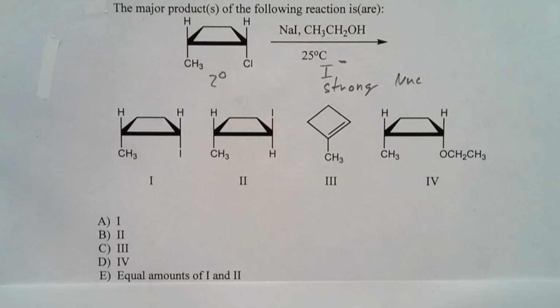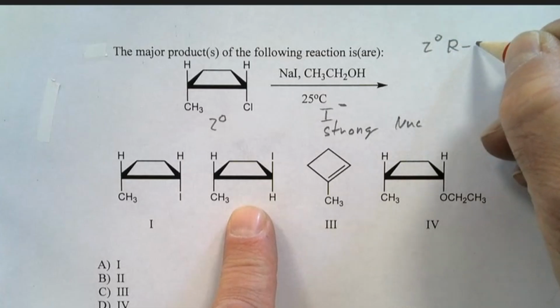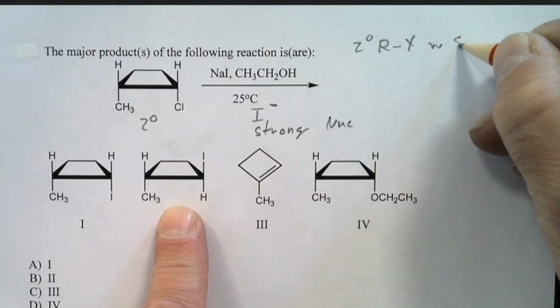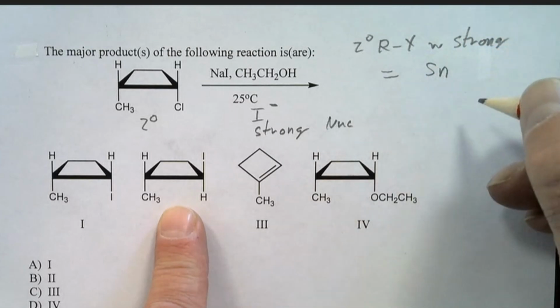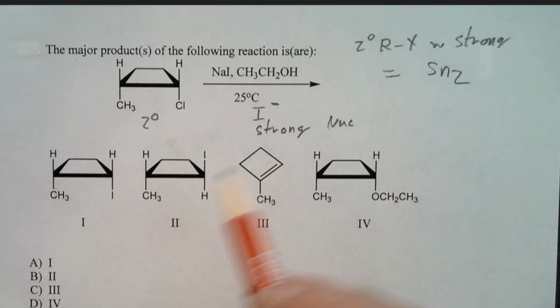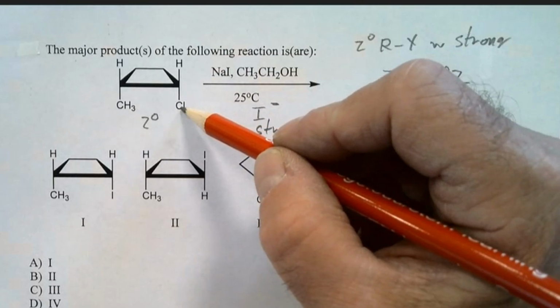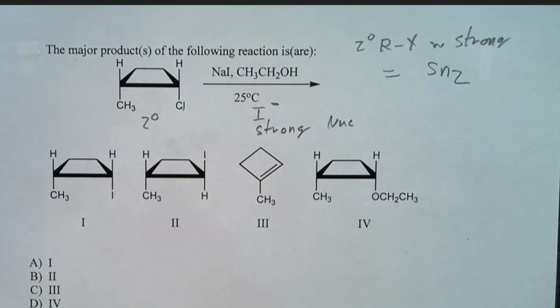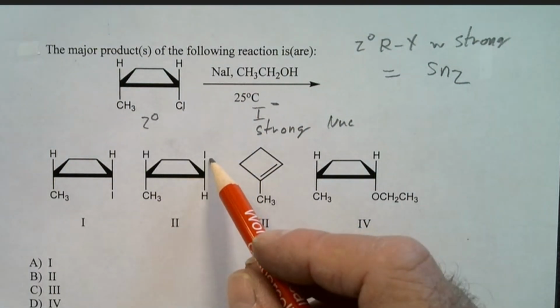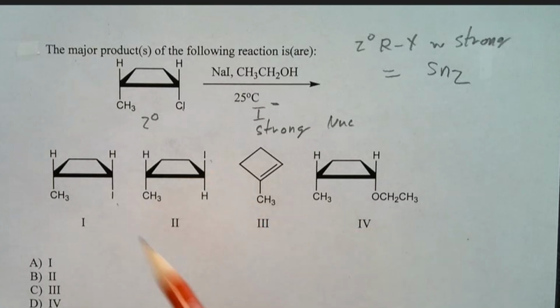Strong nuke. So what does that mean? Secondary alkyl halide with strong nuke equals Sn2. So what that means is I'm going to do a substitution, and chlorine's going to be the leaving group, and I'm going to replace that with iodide. Here I see it replaced. Here I see it replaced.